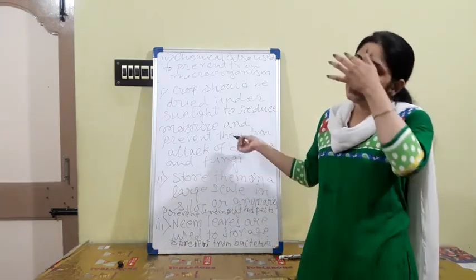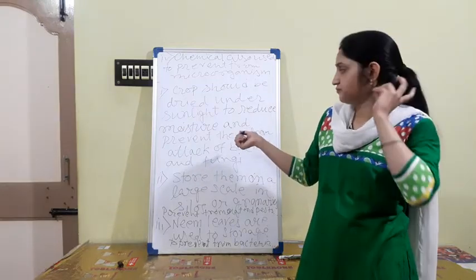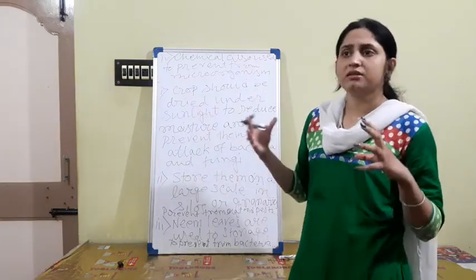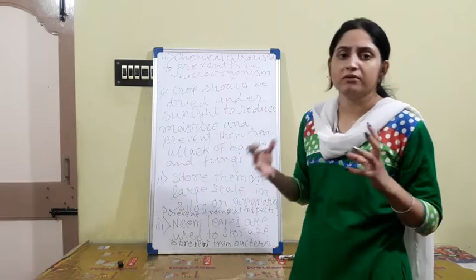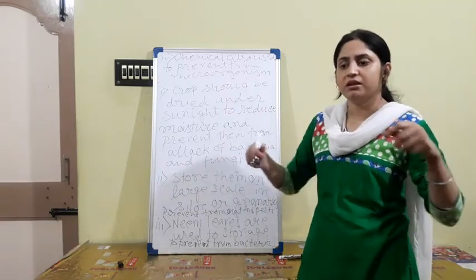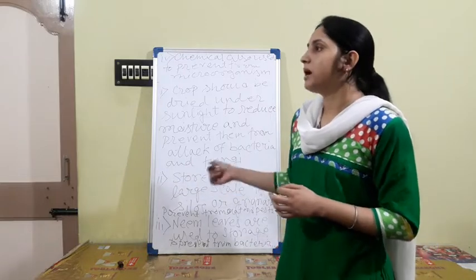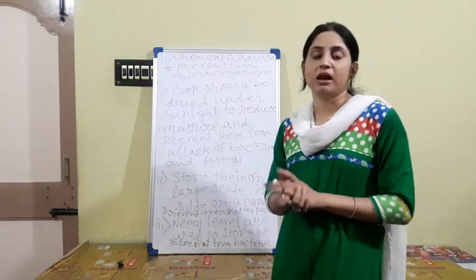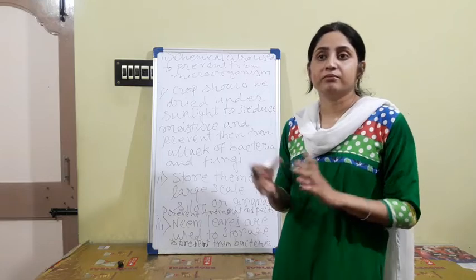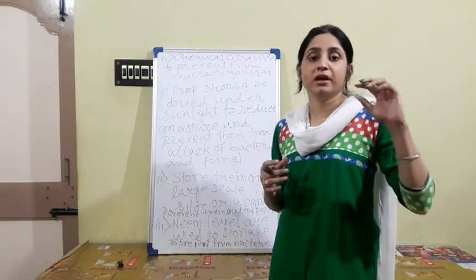Second one, store them. In some small cases, the farmers can keep the sun-dried crops in a bag, jute bag, any type of can. Okay, but when it is a large scale of crop, you can protect them or keep them in silos.